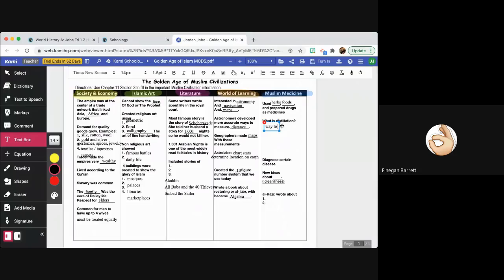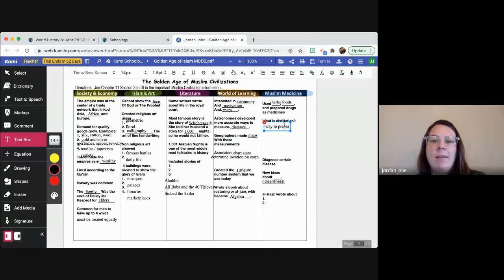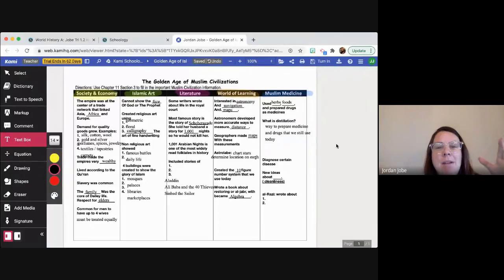Prepare medicine and drugs. Yeah, right? It's a way to prepare medicine. That's how I spell medicine. And drugs that we still use today. Okay, so it's a way to mix and prepare and measure and analyze and make sure everything is combined correctly so you don't accidentally kill somebody.